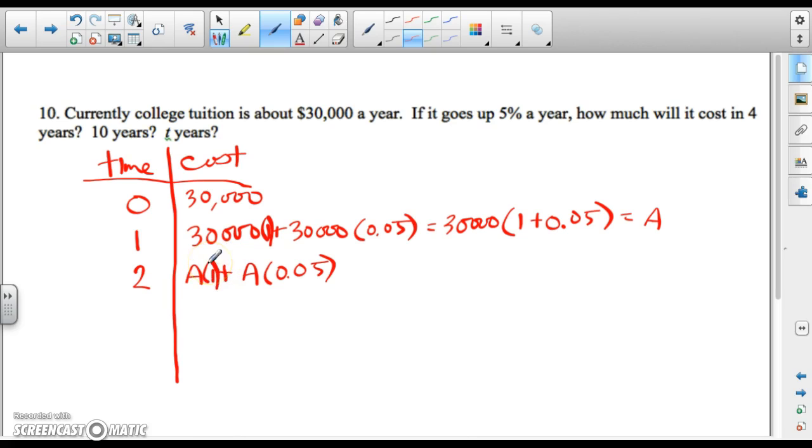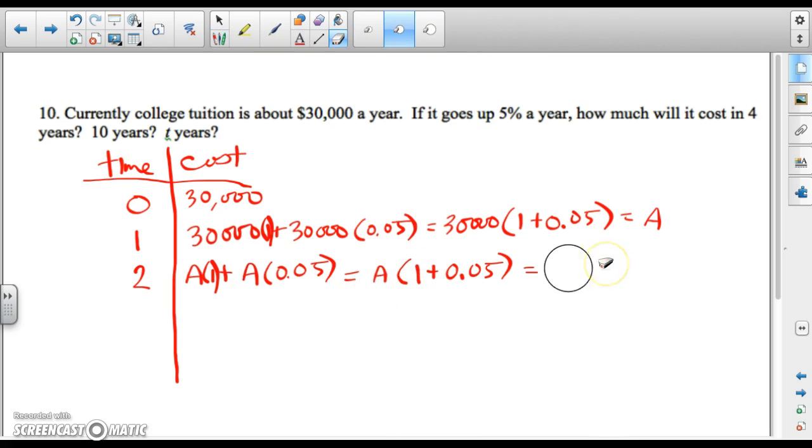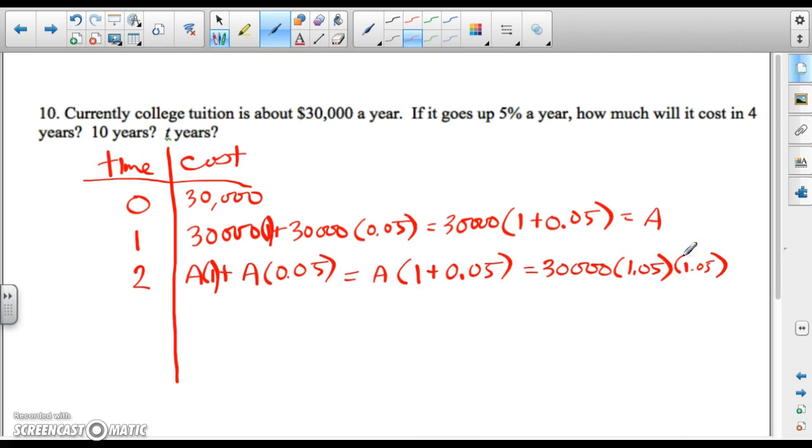And what you'll notice is it's always the same pattern. They always have an A in common. We can take out that A, and you're left with 1 plus 0.05 again. And that's basically going to give you your new amount. Let's call it A times 1.05. And since that A actually, sorry, let's rephrase that. The A actually is made up of 30,000 times 1.05. And then what we're saying here is we're multiplying it by another 1.05. So really what we have is 2 of those 1.05s, or 1.05 squared.